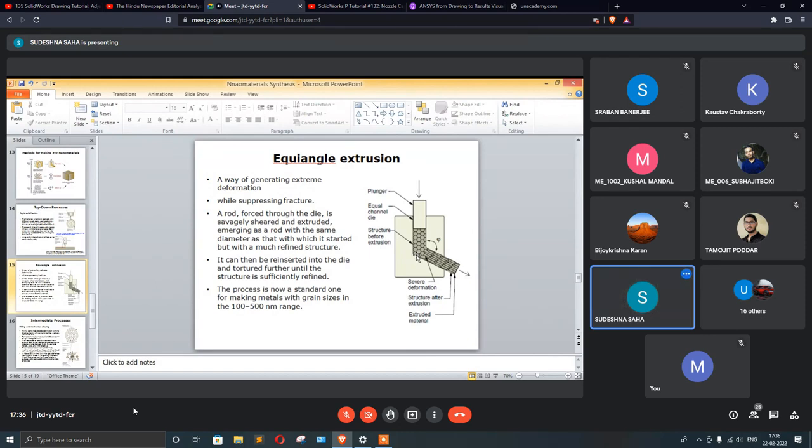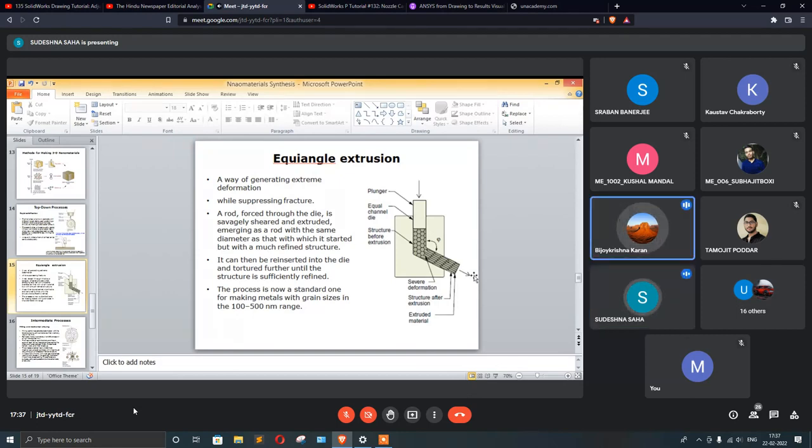That is it. And this process becomes a standard one for making metals with grain sizes in the range of 100 to 500 nanometers. So you are simply extruding a material with high shear. In the extrusion you put an angle so that the grain sizes go from the micrometer range to the nanometer range. That is how it works.